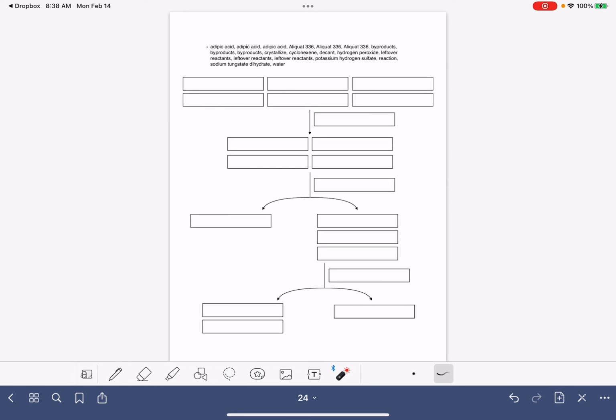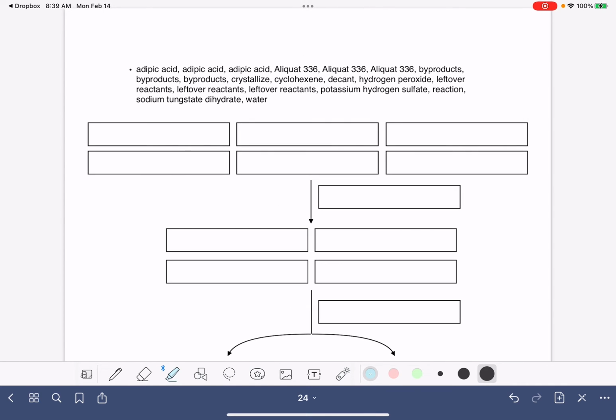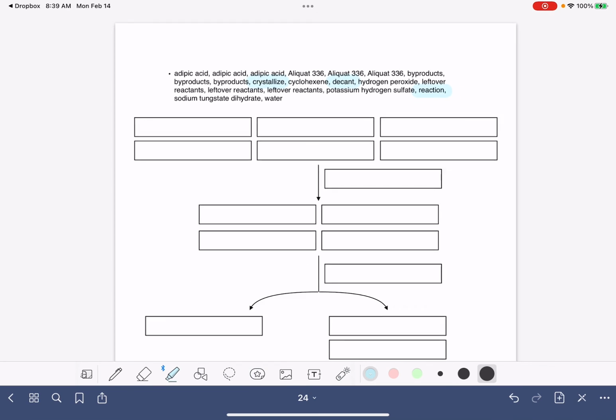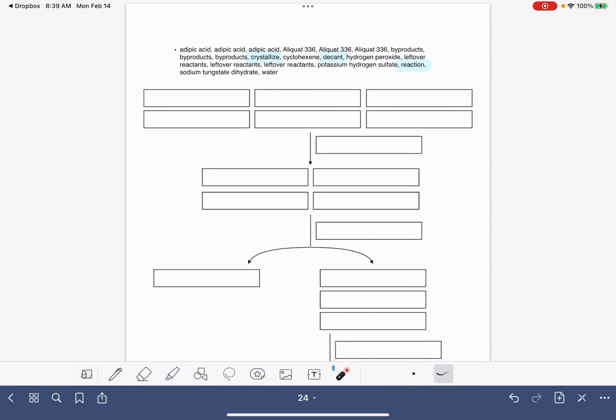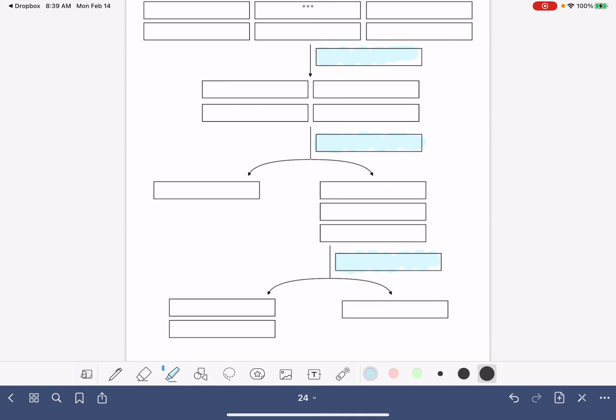This one's pretty big. Notice on this one that you need to enter in the lab, I'm going to call them functions. I don't know if that's really the right word, but you've got crystallize in here as a choice. You've got decant and you have reaction. So those are your operations. That's the right word. And those are going to need to go into these boxes that are on the arrows, indicating each one of these different operations.